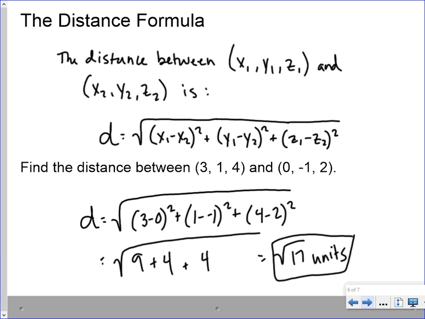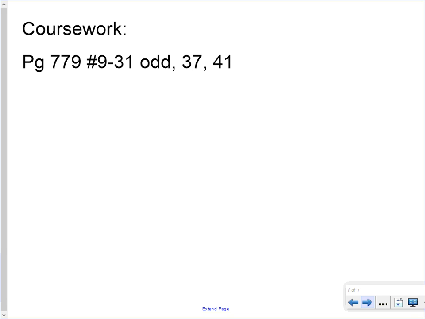Here's my final answer. Note that on your homework assignment, the last two problems, 37 and 41, are going to involve the distance formula, so you'll need to calculate distance for some points. But it asks you, like, really a follow-up question. Is this a right triangle? Or verify that it's a right triangle. So plug it into Pythagorean theorem. That proves it's a right triangle.